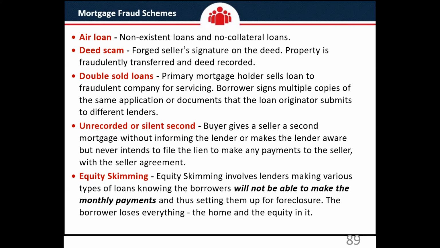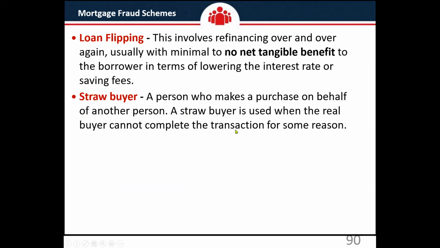The unrecorded or silent second: the buyer gives the seller a second mortgage without informing the lender, or makes the lender aware, but never intends to file the lien or make any payments to the seller per the seller agreement. Equity skimming involves lenders making various types of loans, knowing the borrowers will not be able to make the monthly payments. This is the lender doing this. So they set them up for foreclosure. Then the borrower could lose everything, the home, all the equity in it. The lender gets the home back and resells it again.